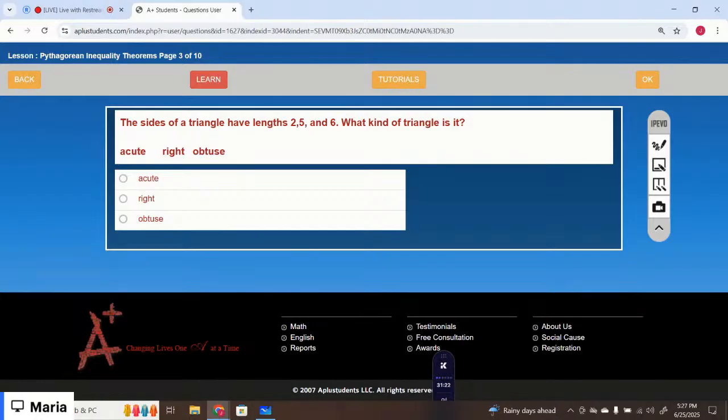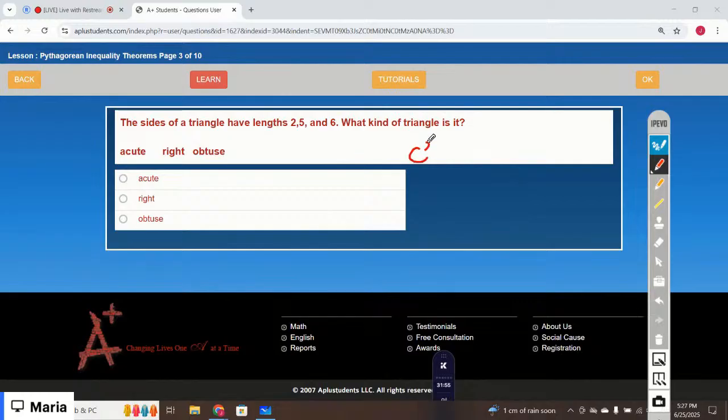The sides of a triangle have lengths 2, 5, and 6. What kind of triangle is this? So that is 2, 5, and 6. So C is the longest, and c square equals a square plus b square.